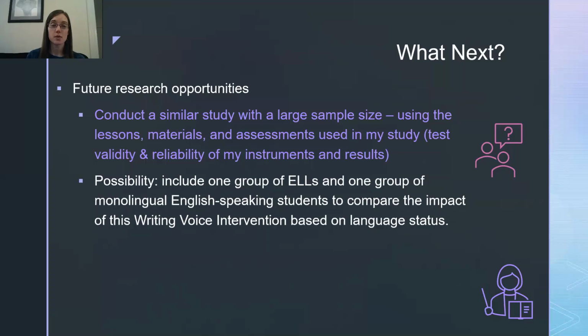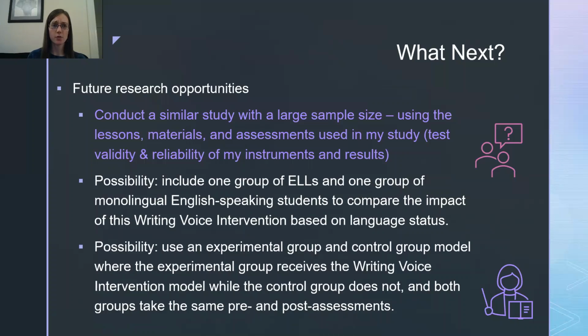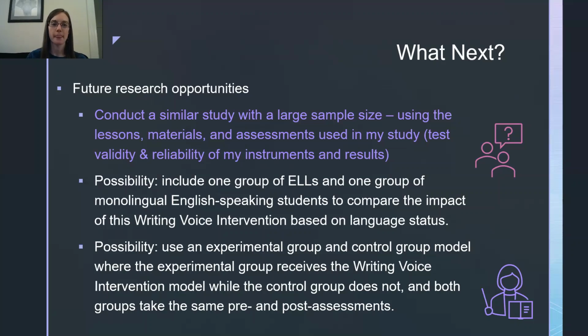One possibility would be to have 2 comparison groups, so one group of ELs and one group of monolingual English speakers, and then compare the impact of the intervention on the different groups based on their language status. Or a different comparison option would be to have an experimental group that receives the intervention and a control group that does not receive that intervention, but give both groups the pre-test and post-test, and then compare the results of those assessments.